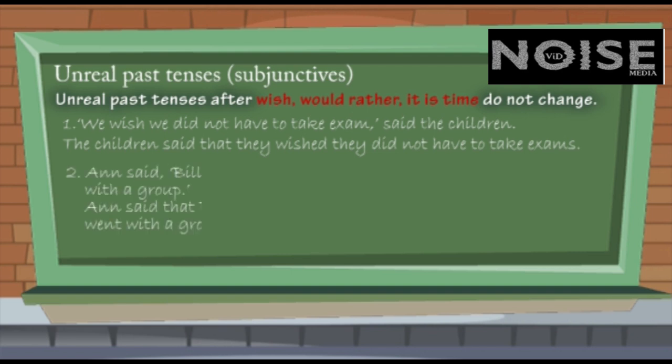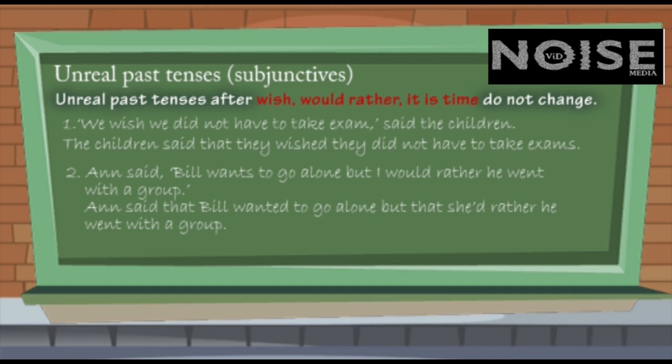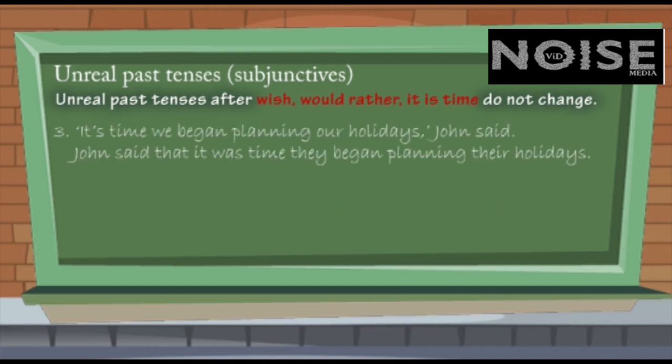Number 2: Anne said, "Bill wants to go alone, but I would rather he went with a group." Anne said that Bill wanted to go alone, but that she would rather he went with a group. "It's time we began planning our holidays," John said. John said that it was time they began planning their holidays.